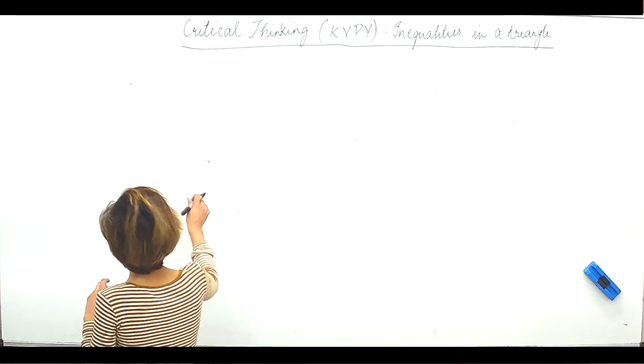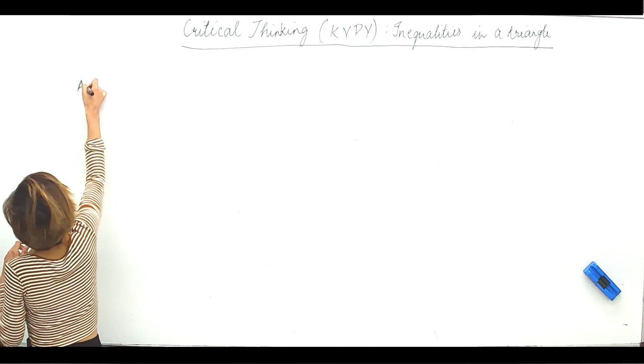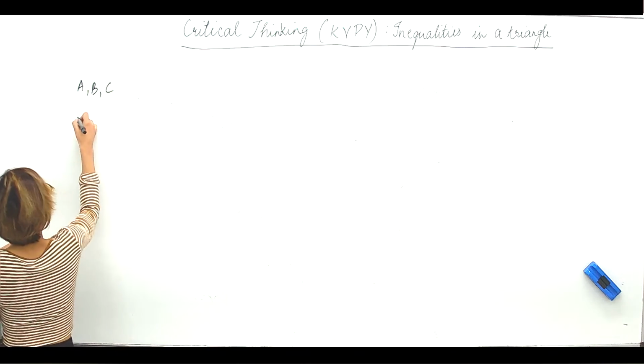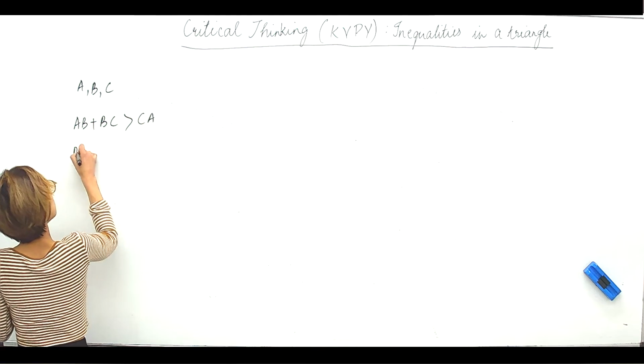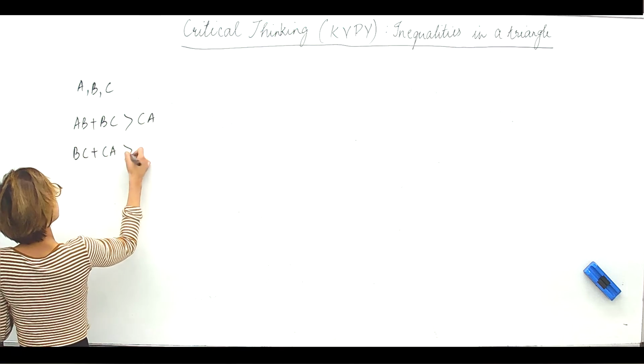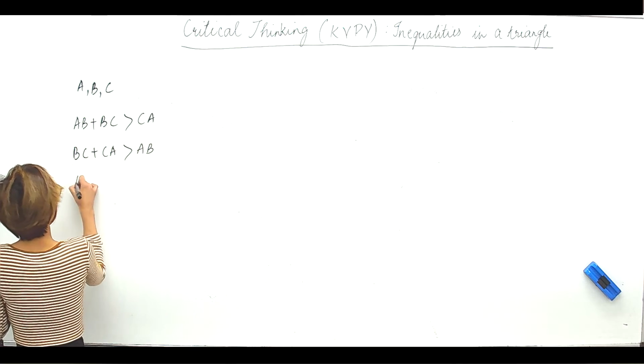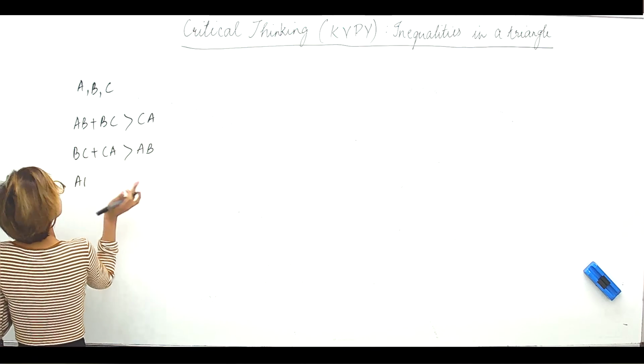Three points A, B, C are such that AB plus BC is greater than CA, BC plus CA is greater than AB, then CA plus AB.